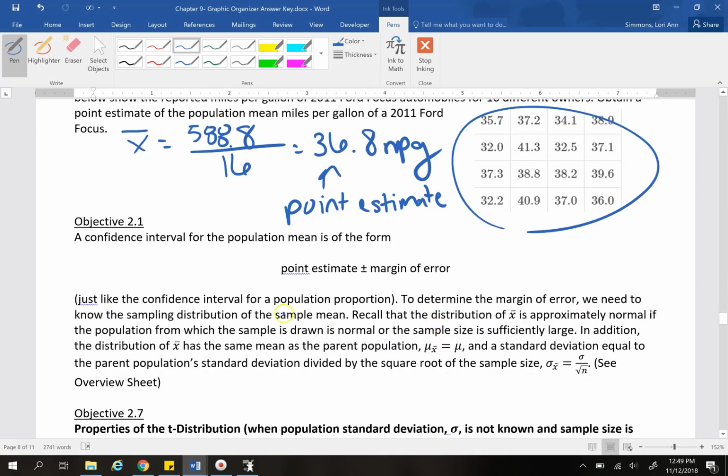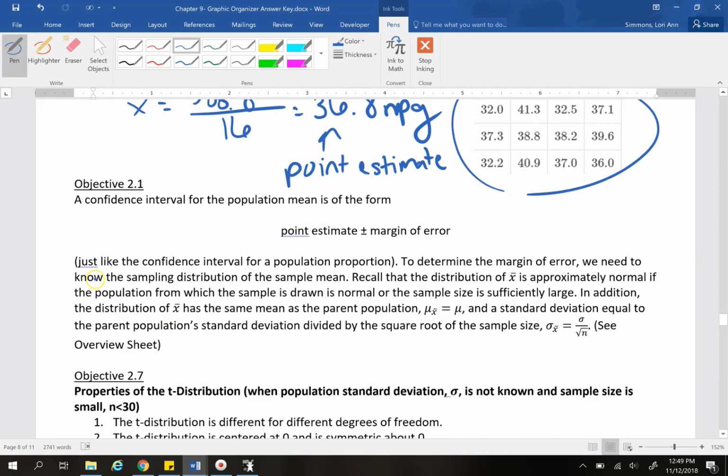A confidence interval for the population mean is in the form of your point estimate plus or minus your margin of error. Just like the confidence interval for a population proportion, to determine the margin of error, we need to know the sampling distribution of the sample mean. Recall that the distribution of x bar is approximately normal if the population from which the sample is drawn is normal or the sample size is sufficiently large.